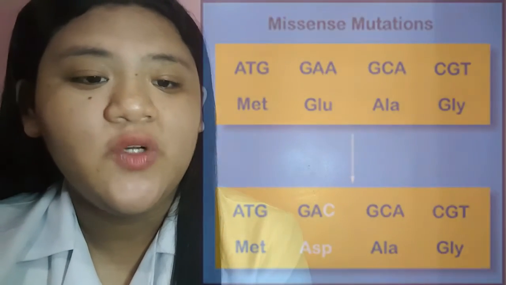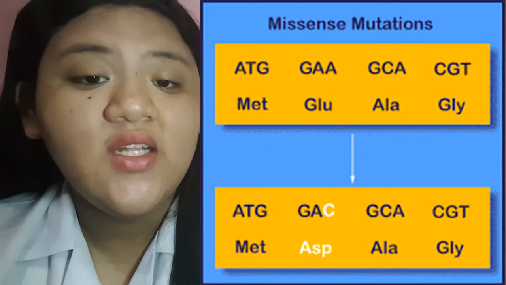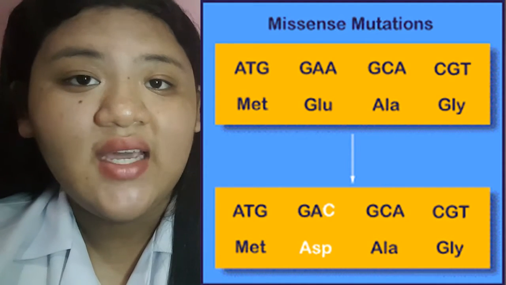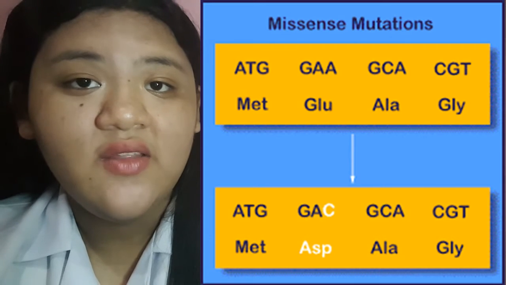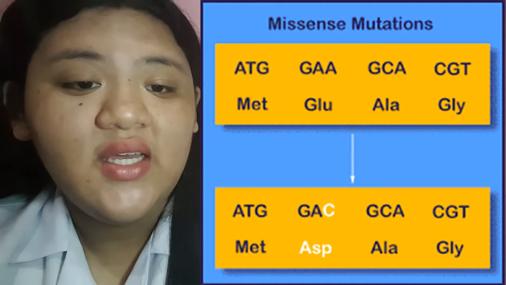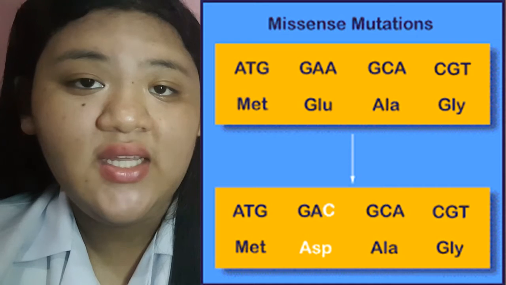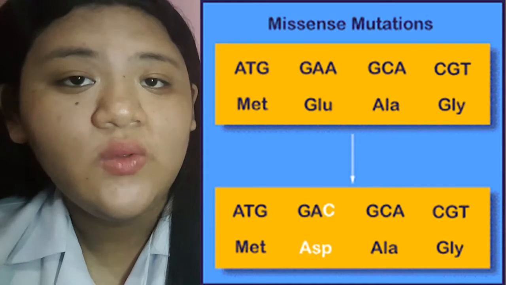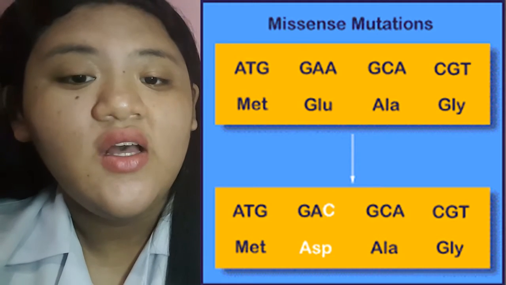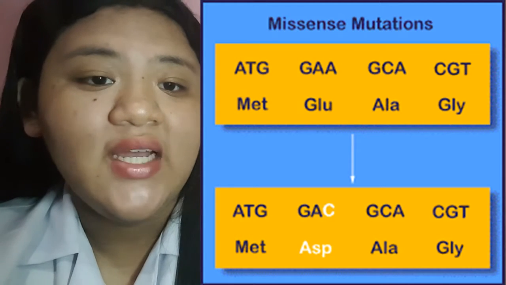For example, for the group of codons ATG, GAA, GCA, CGT, the protein that is encoded is methionine, glutamic acid, alanine, and glycine. Notice the second group of codons. The letter A in the third position is replaced, or substituted, by letter C. So the DNA sequence would be ATG, GAC, GCA, and CGT. The protein that is encoded would be different: methionine, aspartic acid, alanine, and glycine. So the glutamic acid is replaced with aspartic acid.